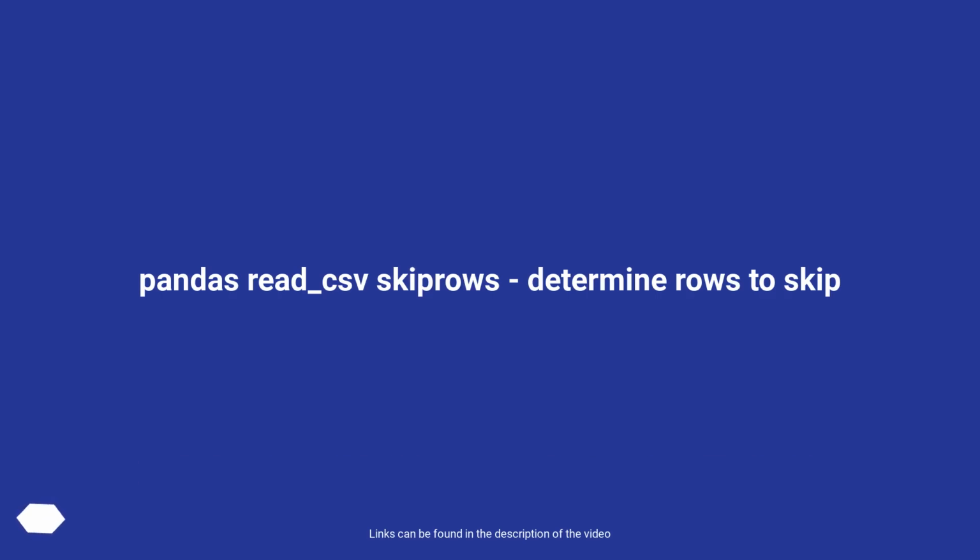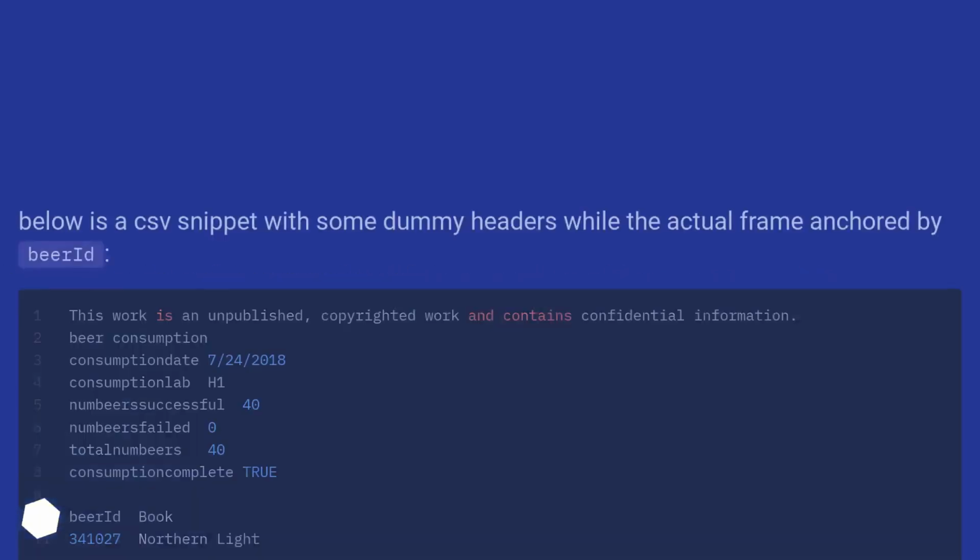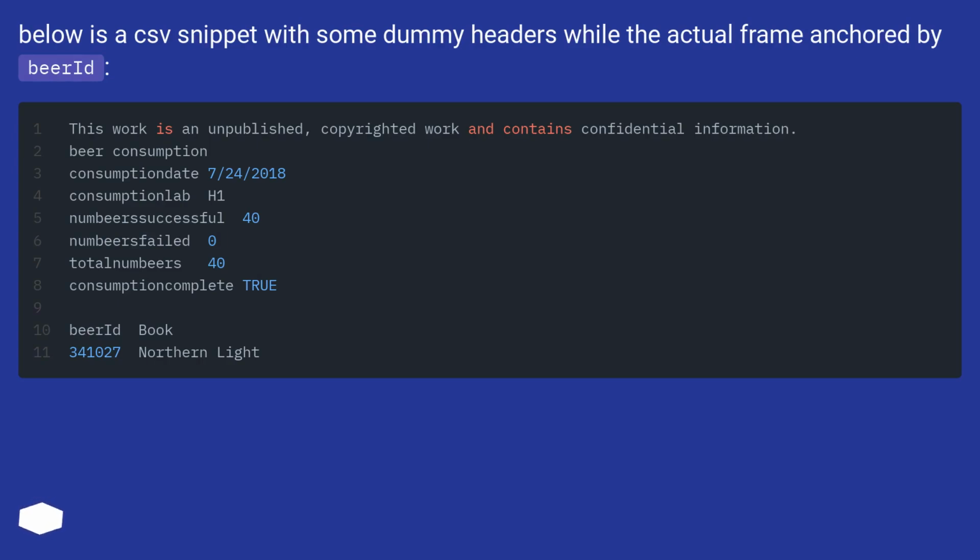pandas read_csv skiprows, determine rows to skip. Below is a CSV snippet with some dummy headers, while the actual frame is anchored by Orient.